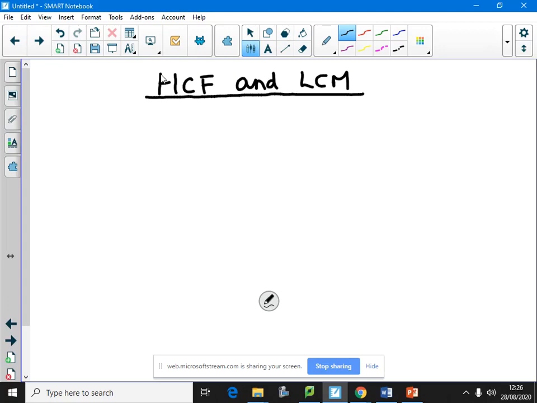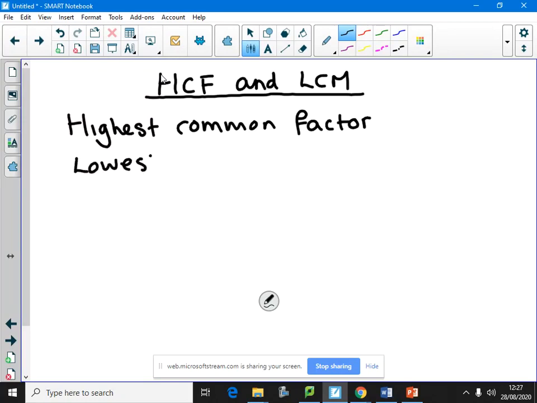LCM. HCF stands for highest common factor. Factor is just another word for number, so don't worry too much about that. And LCM stands for lowest common multiple. Okay, nice and easy so far.